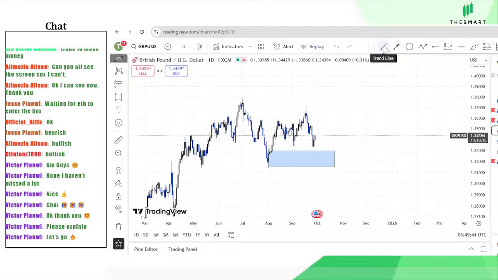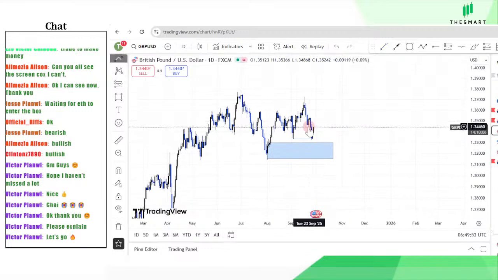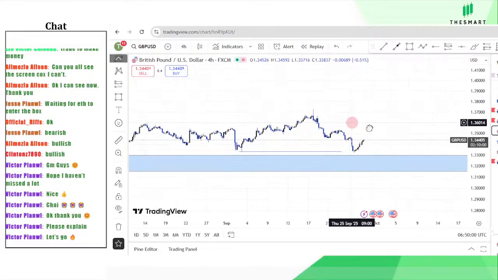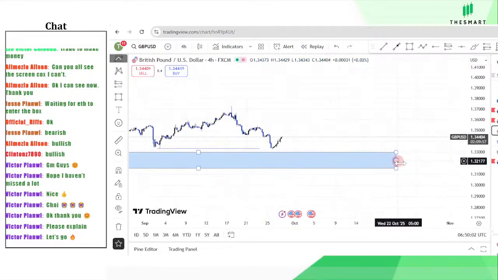So what are we looking for on this pair? At this point, we already have relative equal lows on the daily time frame. So let's step down to the 4 hours to see what we are expecting on GU.